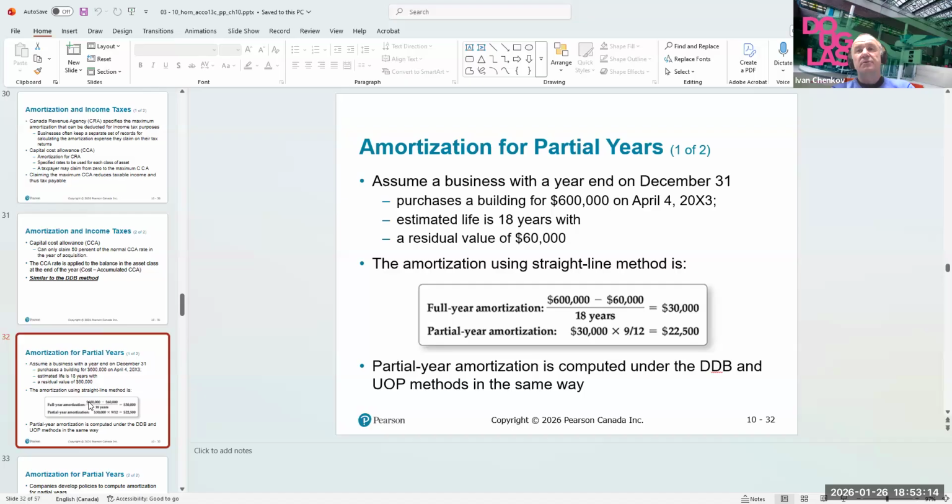How are we going to get the partial year? Luckily for us, every year has equal amount of months, 12. So once we get the amortization for the entire year, we're going to divide it by 12, and we're going to see how much is per month.